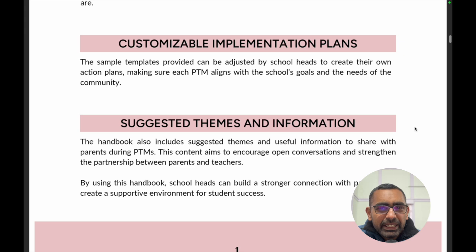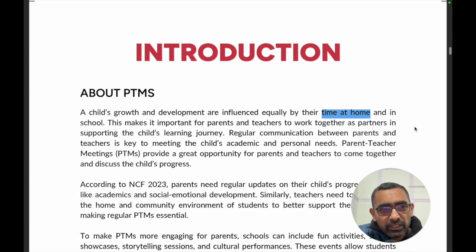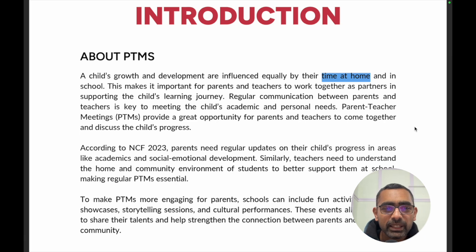Now about PTM, why is it so important, the parent-teacher meetings? If you analyze the time spent, of course, during the daytime the kids are at school, but most of the time is spent at home, including the holidays. In a year there may be 200 school days, but other than that, 60 plus days are spent completely at home. And the best part of the day is also spent at home.